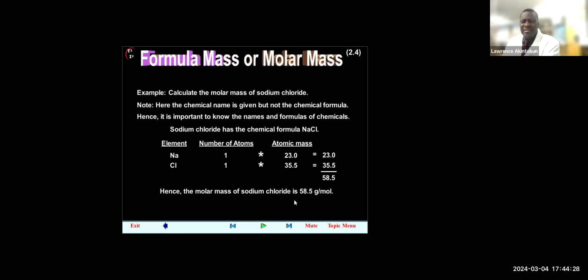All right, that is it. As simple as ABC. All you have to do is just get your periodic table, get the formula, look at the subscripts, multiply the subscript, the number of atoms, by the atomic mass, and that will give you the final mass of that element. And then you find the sum of the elements' masses, and that will give you the formula mass or molar mass of that substance.